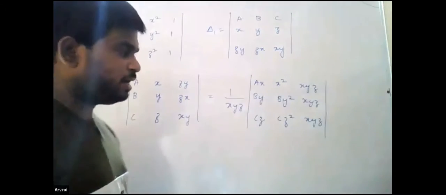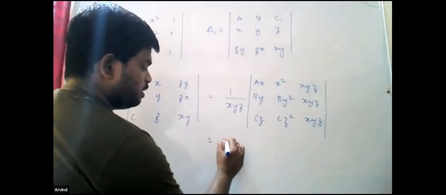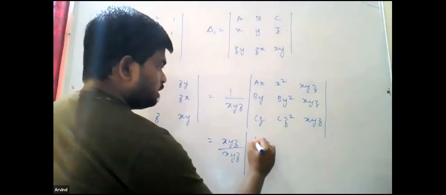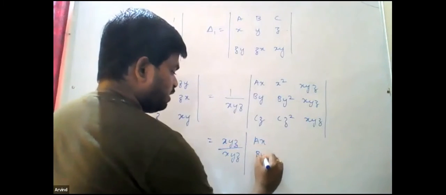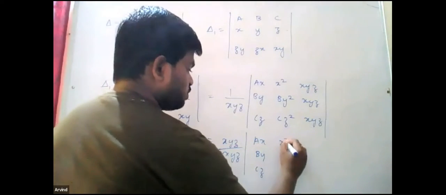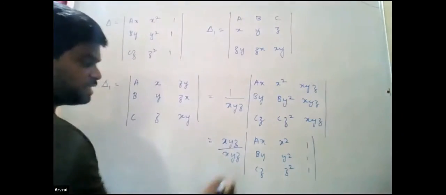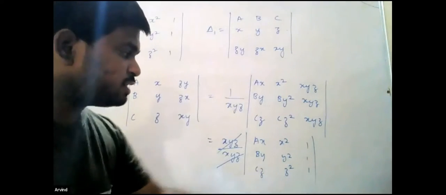Same thing, you can take it out using the determinant property. So the numerator has XYZ and the denominator has XYZ. It is equal to the determinant with rows AX, BY, CZ, X square, Y square, Z square, 1, 1, 1. So this XYZ cancelled. If you observe, this is what we started with. So we have ended up with this. This is nothing but delta itself, isn't it?